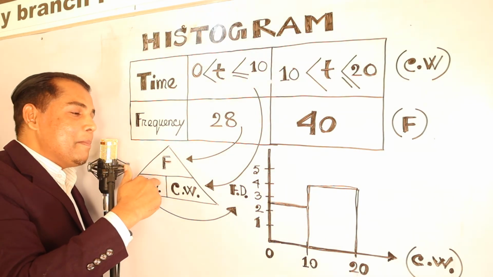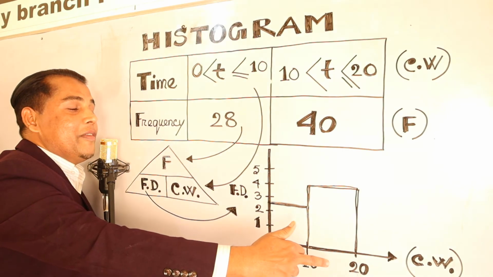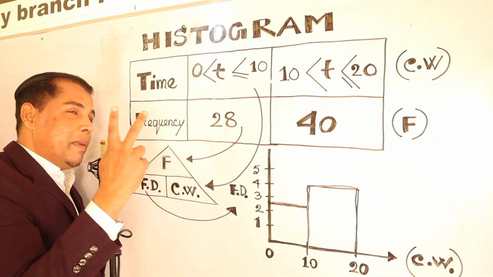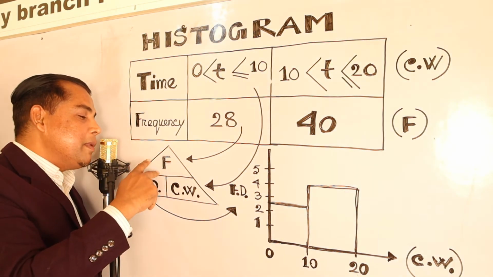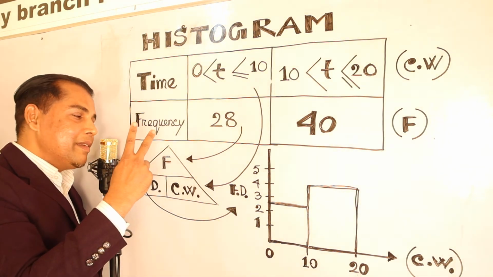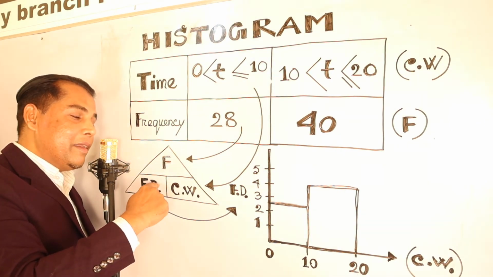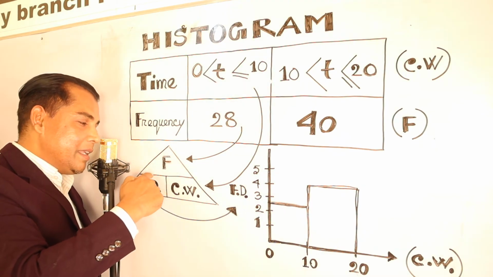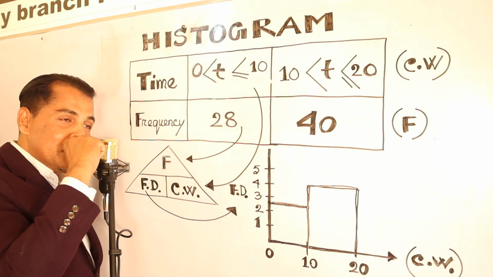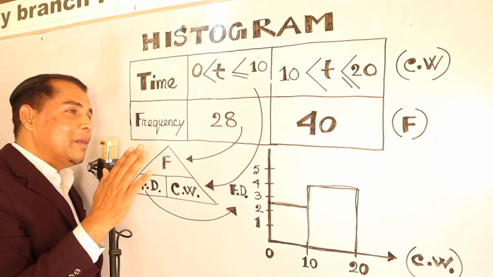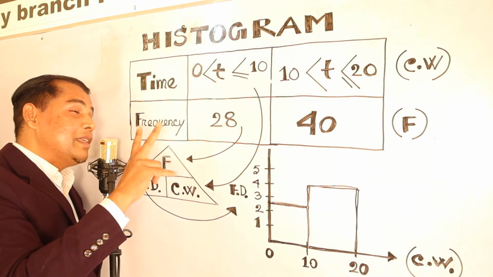Many times only the class width is given, I mean the downside, the horizontal one, is given. No problem. But the exam authority will provide a minimum of two. There are three elements, right? So if this is missing, this and this have to be multiplied. If this is missing, this and this have to be divided. If this is missing, this and this have to be divided. So reaching the exam hall, you never feel any tension. You try to understand which two elements are given.